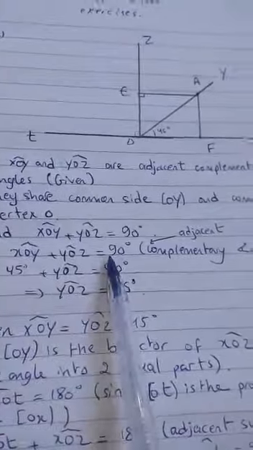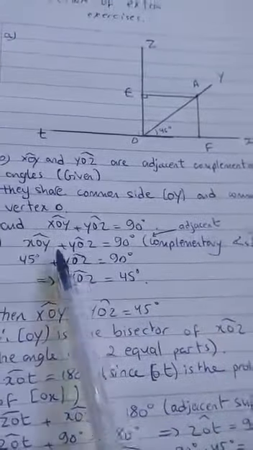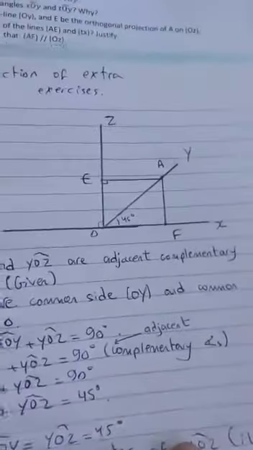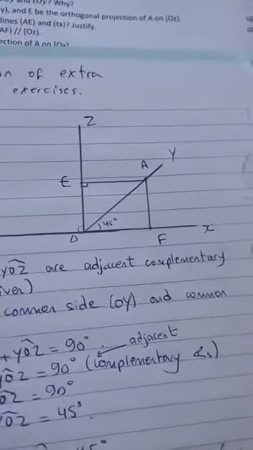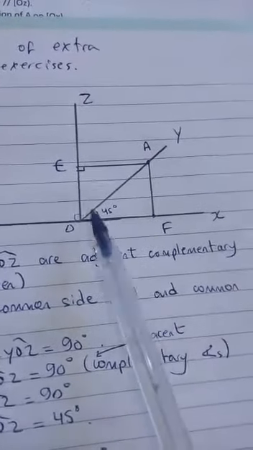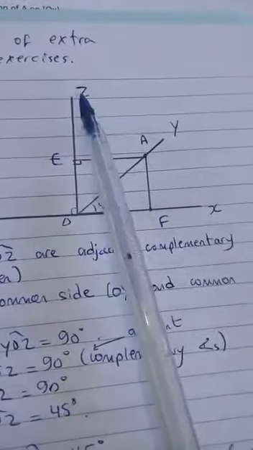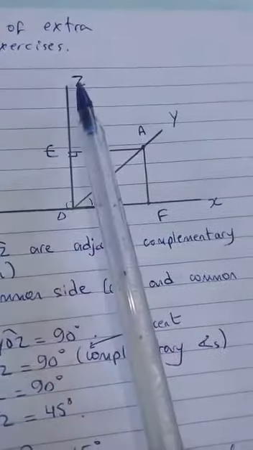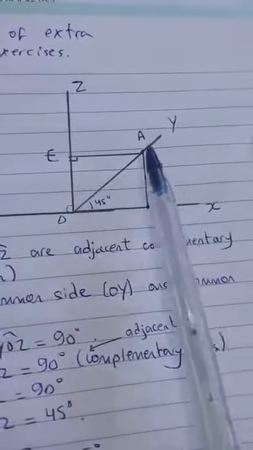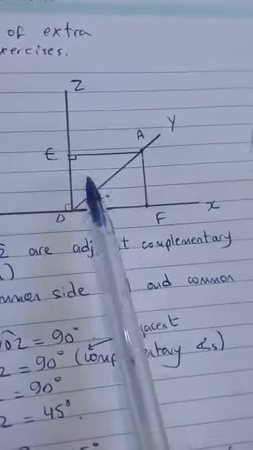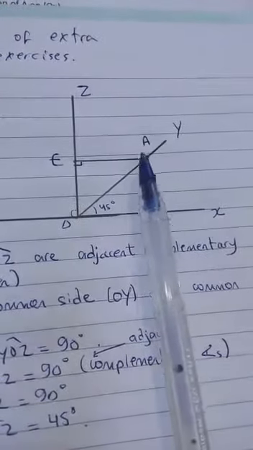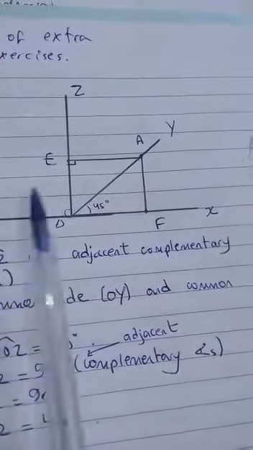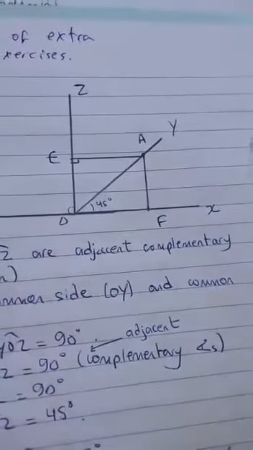This is the solution: XOY plus YOZ equals 90, adjacent complementary angles. One of them equals 45, the other will be 45. Deduce that OY is the bisector of XOZ. Of course, OY cuts the angle XOZ into two equal parts, 45 and 45, which have equal measures, so OY is the bisector. It cuts XOZ into two equal parts.